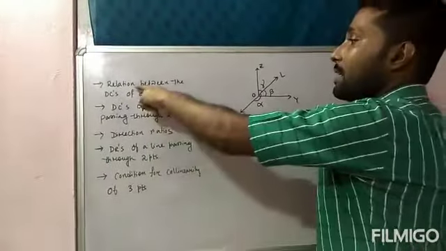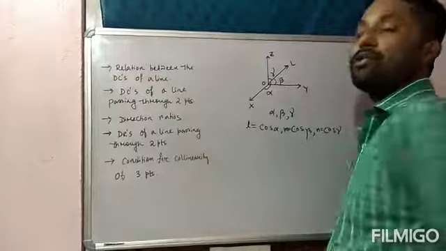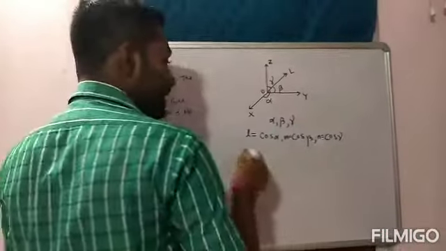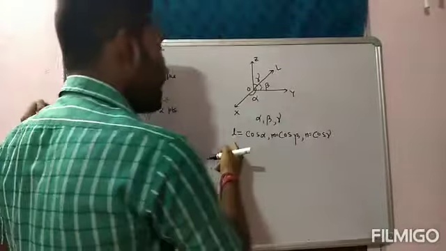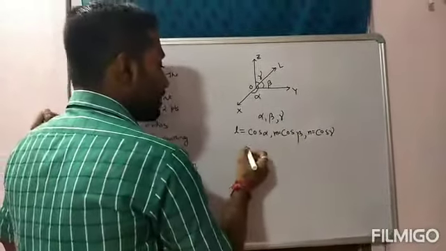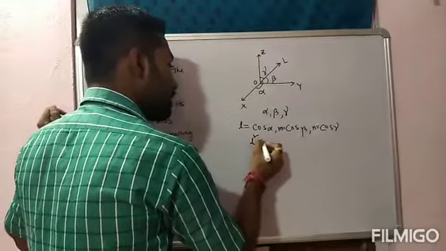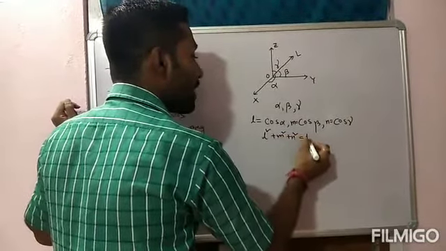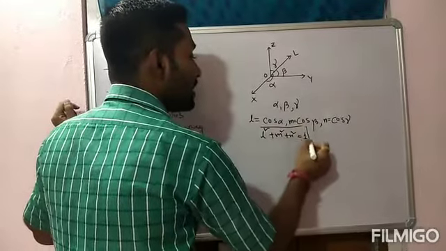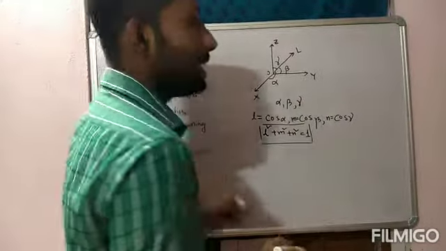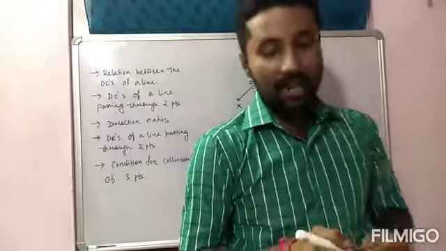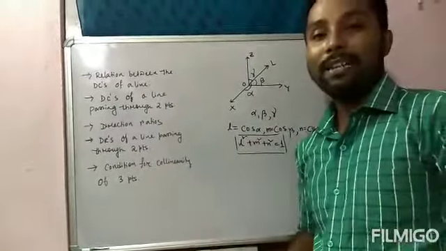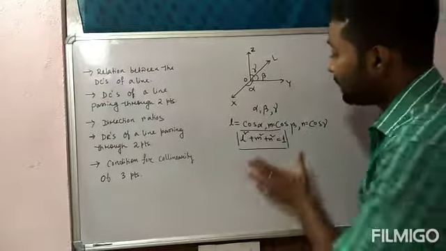Next will come the relation between the direction cosines of a line. Since direction cosines are denoted by l, m, n, the relation between the direction cosines of a line is l² + m² + n² = 1. I gave the derivation in vector algebra, so I will not discuss the derivation part again. I have just given the relation.